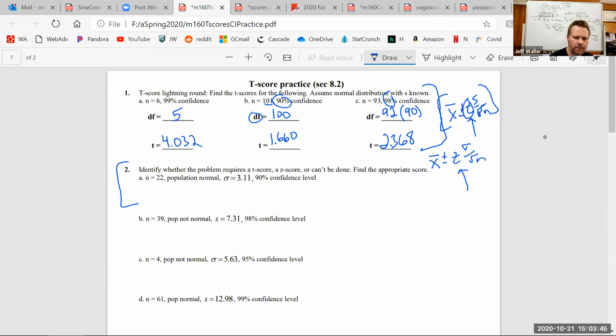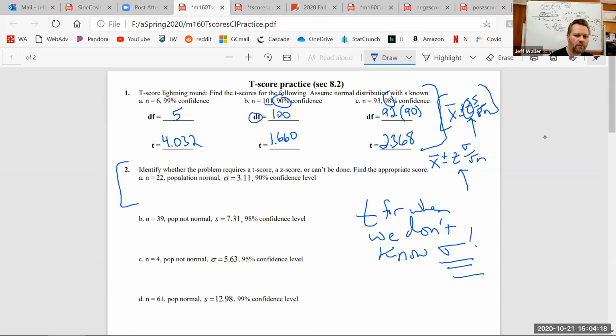So can somebody tell me why t-scores were invented? For situations where what? Samples are small. Sigma is unknown. Yeah, sigma is unknown. It really isn't anything to do with the sample size. The t-score does get smaller as the sample gets bigger, but why were t-scores invented? For when we don't know sigma.